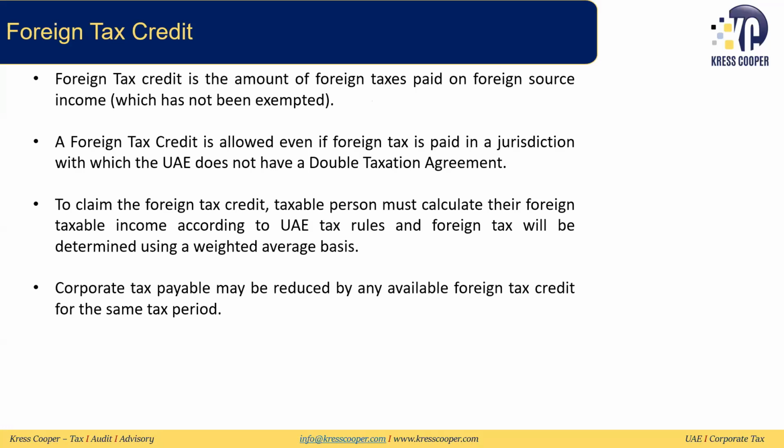a foreign tax credit becomes available. Now, this foreign tax credit is allowed even if you have paid tax in a jurisdiction where the UAE does not have a double taxation agreement. Mostly the UAE has double taxation agreements with different countries, but even if they don't, you can still take this foreign tax credit if you have paid tax on the foreign source income in another jurisdiction. Now, to claim this foreign tax credit, the taxable person has to calculate the foreign taxable income according to the UAE tax rules, and foreign tax will be determined using a weighted average basis. Corporate tax payable will be reduced by any available foreign tax credit for the same tax period.